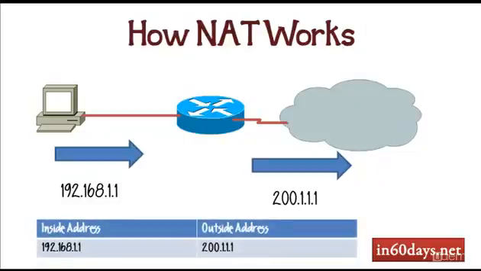Your router will maintain a table, so it will remember which address from the inside was translated to which outside address, and then when the packet comes back from wherever it's been to on the internet, it will swap back from the outside to the inside address again.